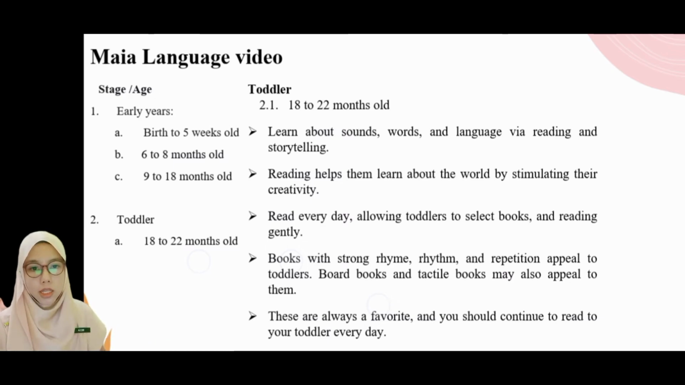Okay, now for the toddler, 18 to 22 months, learning about sound, words and language via reading and storytelling. Second, reading helps them learn about the world by stimulating their creativity. The third one is reading every day, and allow the toddler to select books and read eagerly. Fourth, books with strong rhyme, rhythm and repetition appeal to toddlers. Board books and thick books may also appeal to them. The last one is they also have favorites, and you should continue to read to your toddler every day.